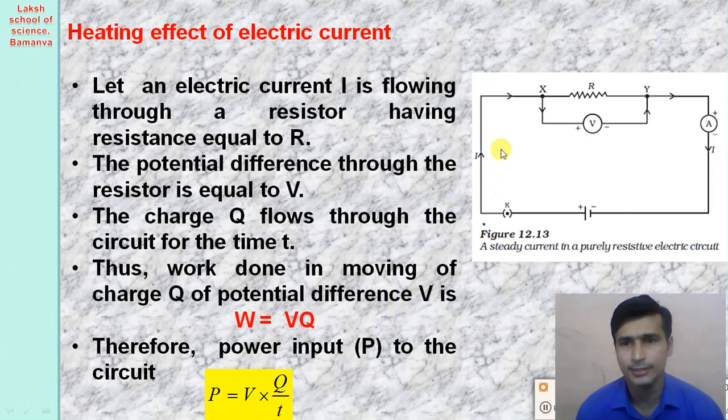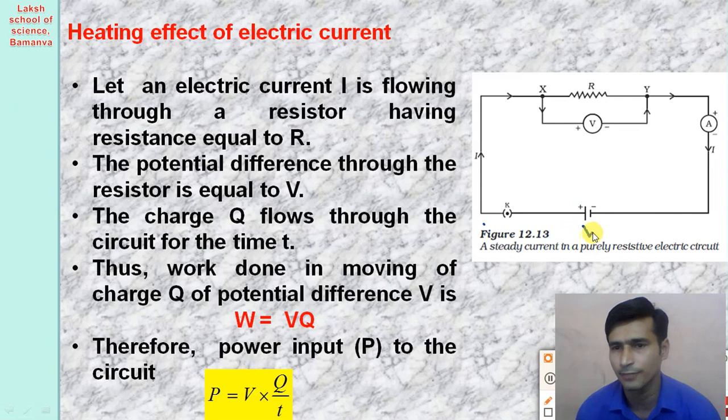To understand this, consider this circuit that is purely a resistor. A resistor R is connected to a battery with the potential difference V. So battery having a potential difference V and resistor R, the resistor of resistance R is connected with the battery through the key, and an ammeter is used to measure the electric current passing through the circuit, and a voltmeter is used to measure the potential difference across the resistor.